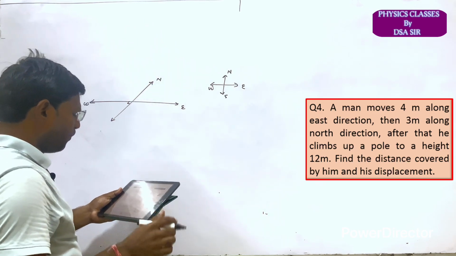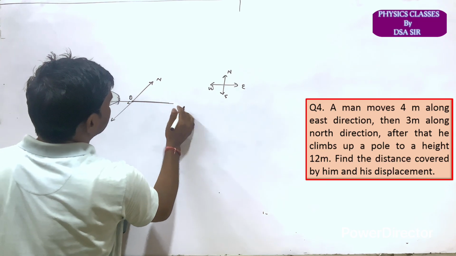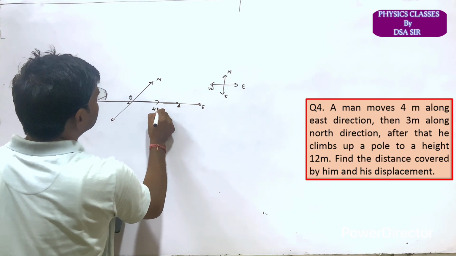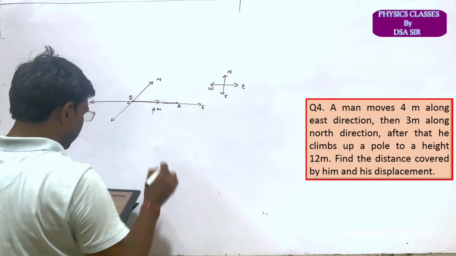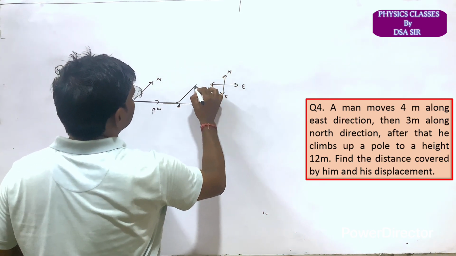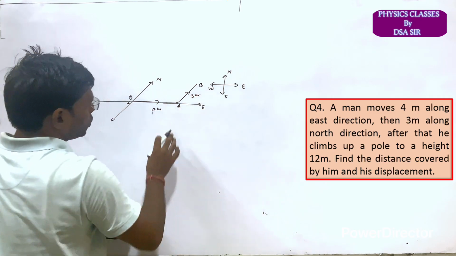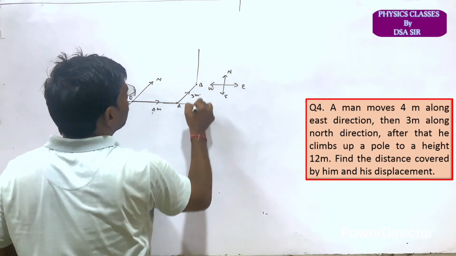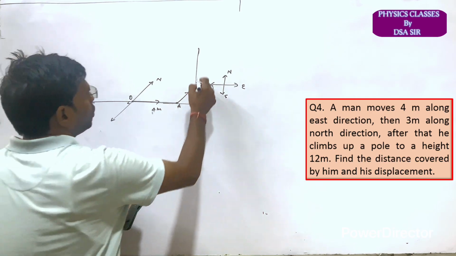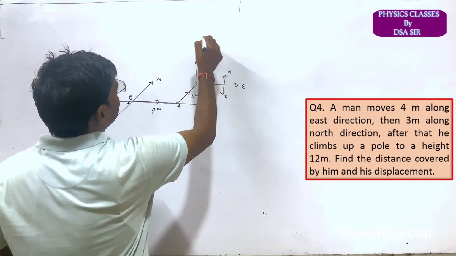In the first 4 meter towards east, it is the initial position. So this is the 4 meter. If this is the east, this is the 4 meter and reach to this point. This is the 4 meter. Then 3 meters along the north. So this is the north. So it reaches to the point B, and this is the 3 meter. So on the ground, and here is the pole. So what is the length of the pole? The height of the pole is 12 meter. And finally, it reaches to the point C.